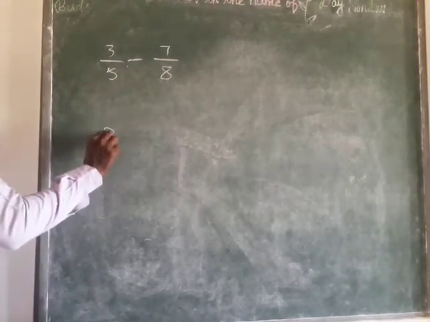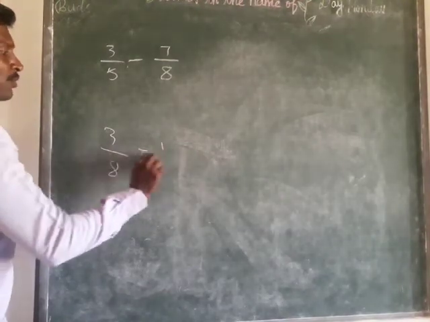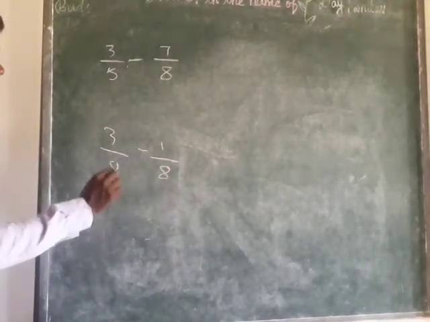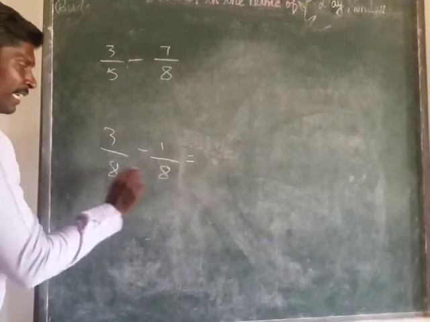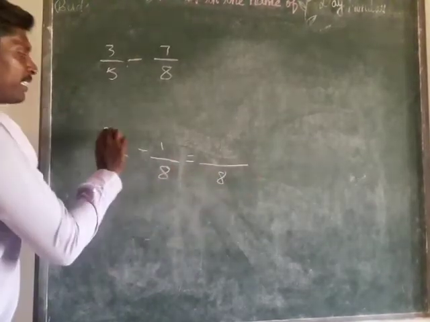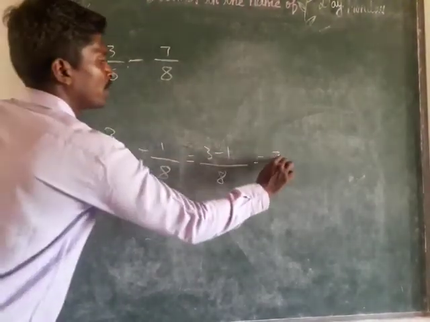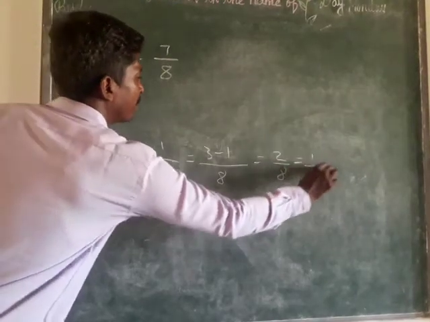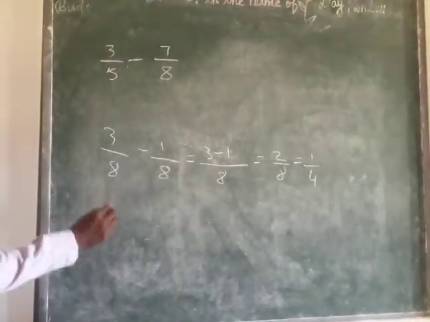For example, 3 by 8 minus 1 by 8. The denominators are the same. How to subtract? Keep the same denominator, write 8, and write 3 minus 1 equal to 2 by 8, then the remainder becomes 1 by 4.